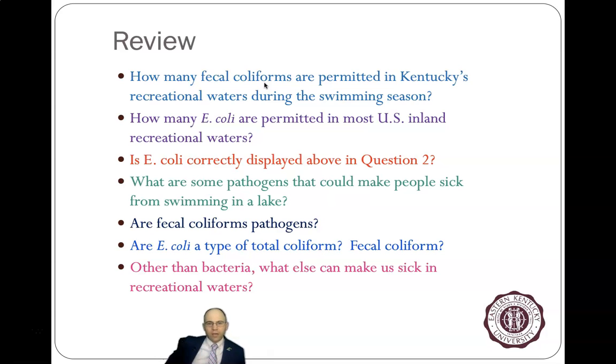So with regards to E. coli, we don't like to see any E. coli in our drinking water, but you should ask yourself, how many are we allowed to see? Are we allowed to see any? Are we allowed to see 1, 2, 5, 10, 100, 200, 500? How many can we see in our inland waters? And the correct answer is 235 colony forming units per 100 mils.